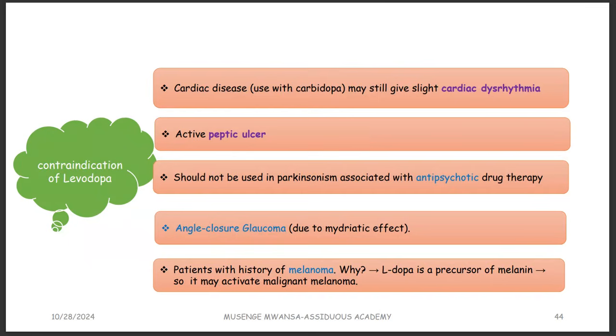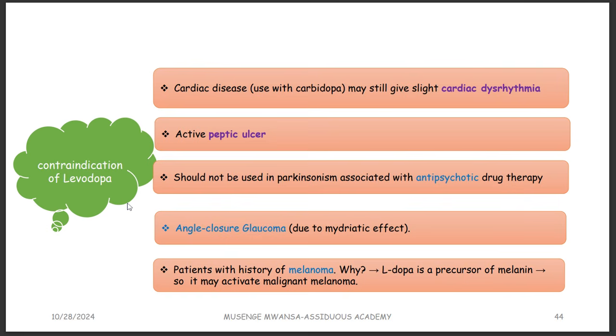Just the contraindications: cardiac disease, okay, it may cause cardiac dysrhythmias, so we don't want to give it in this condition. Active peptic ulcers. Antipsychotic drugs should not be used in Parkinson's associated with antipsychotic drug therapy. In other words, if someone is psychotic, don't give them this drug.